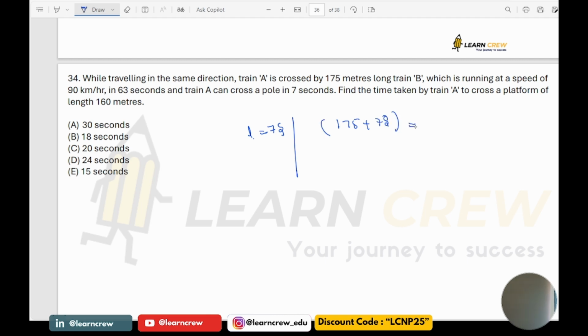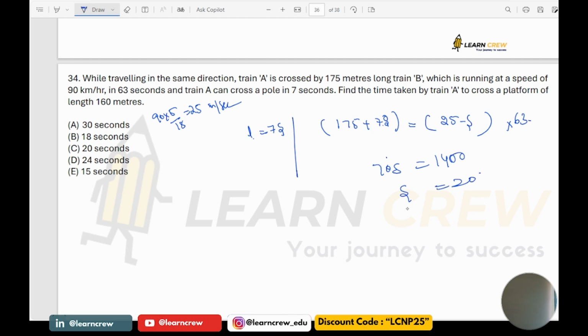Total distance is equal to speed times time. Both are moving in the same direction. It is given 90 km per hour, 90 into 5 by 18 is 25 meters per second. So 25 minus S. How much time has it taken? 63 seconds. If I simplify this, how much am I going to get? 175 plus 7S equals 63 into (25 minus S), so 70S is equal to 1400. Thereby S is equal to 20.